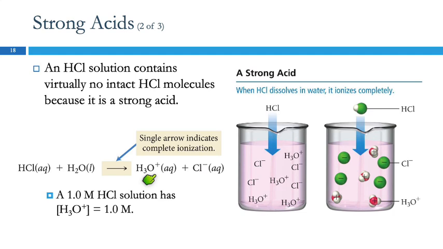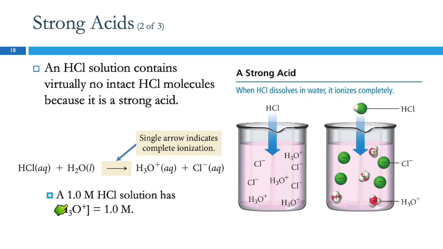So when we write this equation, we use the single arrow, which indicates complete ionization. Do you think that means that there's not even one HCl molecule present? Is anything that absolute? Nothing is. There might be a couple in there, out of bajillions, right? Is that of any consequence? Does it matter at all? No, it doesn't. So we say this completely ionized.